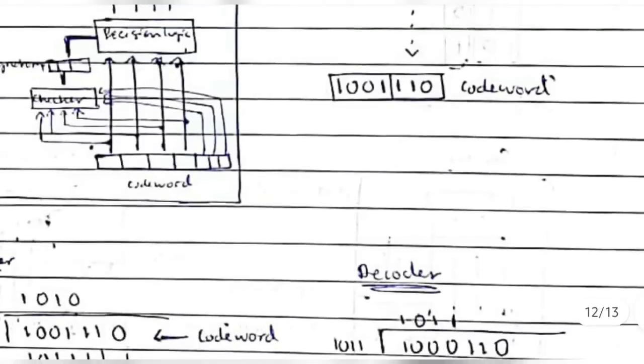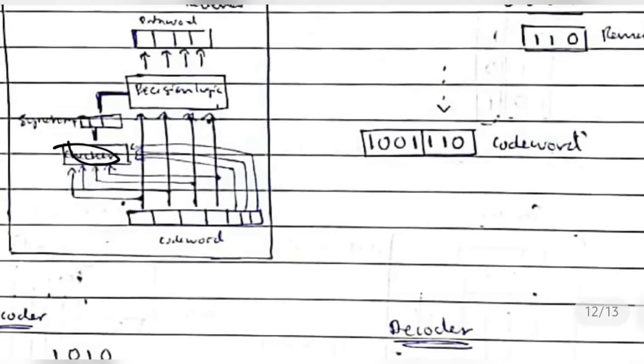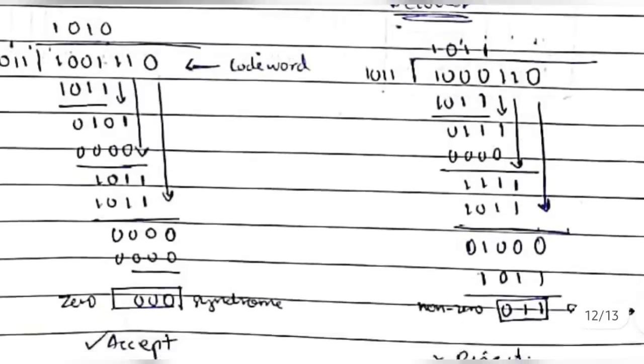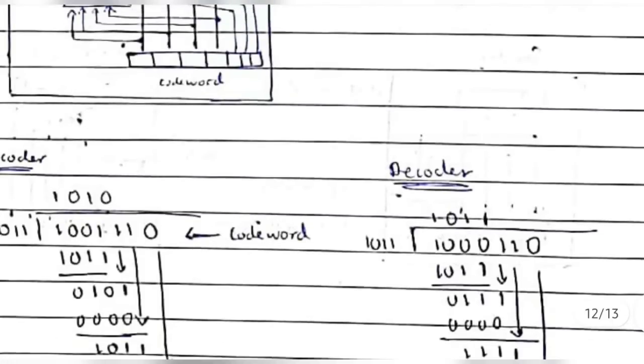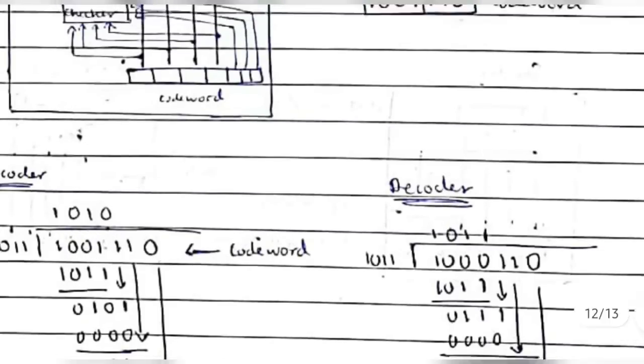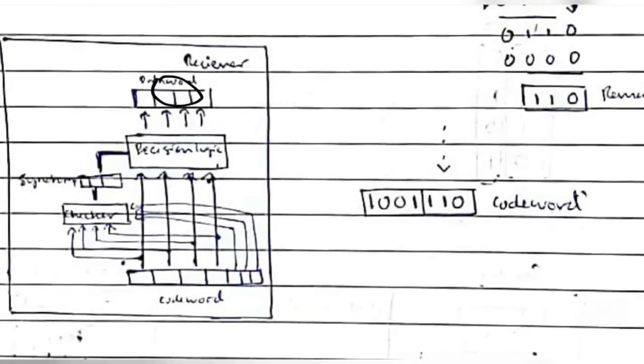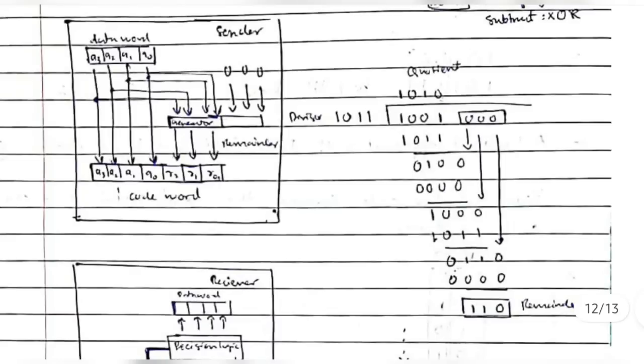So this is the checker. It will reject the data because the remainder is not 0, so that message will be discarded. Else, if the data is correct, the extra bits which are 110 will be discarded, and the data which is 1001 will be received. So the data transmitted here, 1001, will be received here also as 1001.